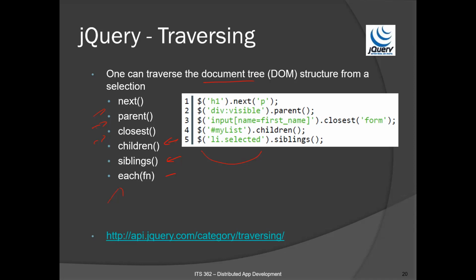Okay, so you can see here in our examples, we have a heading 1 tag, and then we can say things like next paragraph. We want the parent of this tag that we got there. Of all the divs, the ones that are visible, we can specify an input and then by name. And then, things like closest, children, siblings, etc. So a lot of these things, for now, don't worry about them. We'll see them when we do examples. Okay, but this just illustrates some of the tools that we're going to be trying out.